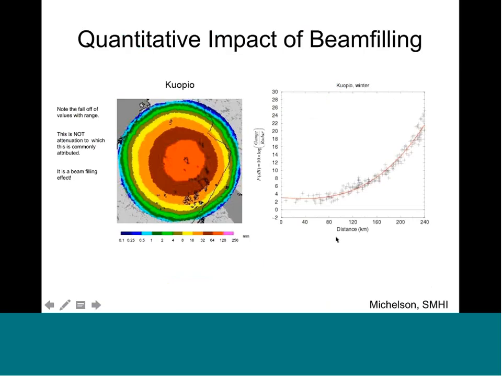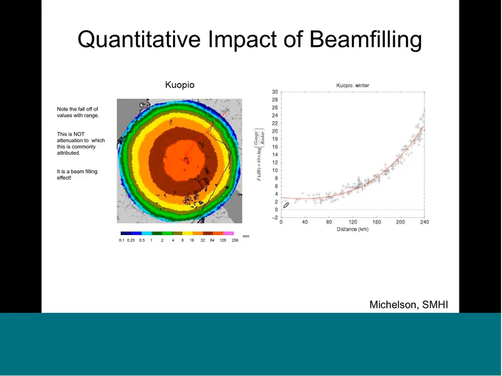Okay. And here's another example of exactly that. So here's a radar in Kuopio in Finland. The radar's at the center here. This is a 1-month accumulation of the precipitation. And it falls off with range. If you look at this, again, here's the center of the radar, and it falls off with range. The farther you go away from the radar, the values get lower and lower and lower.